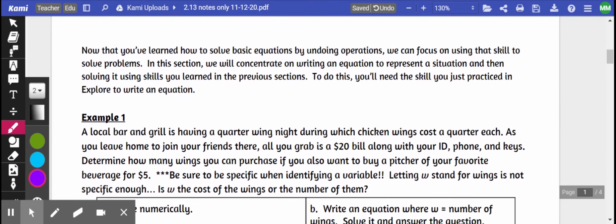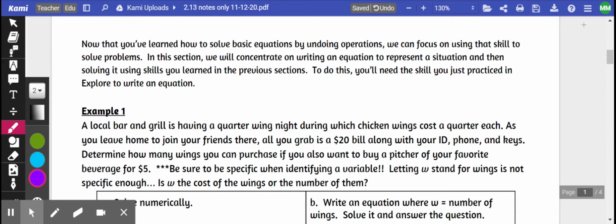So now that you've learned how to solve some basic equations by undoing operations, which we did in section 11, the last section, we can focus on using that skill to solve problems. In this section, we will concentrate on writing an equation.